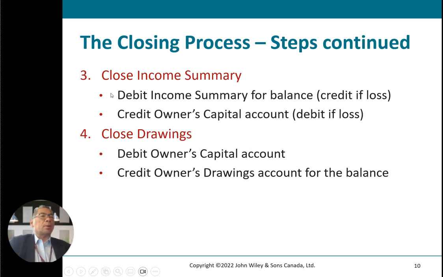And then close income summary. Number 3, debit income summary for its balance and credit owner's capital account if income, or debit owner's capital account and credit income summary if loss. And then in terms of closing drawing, debit owner's capital account and credit owner's drawing account for the balance.